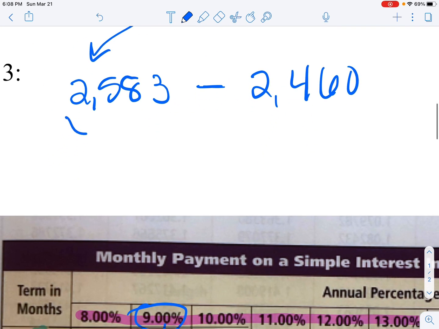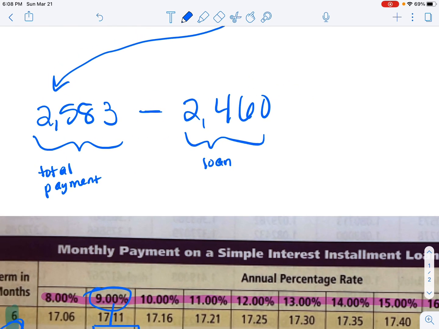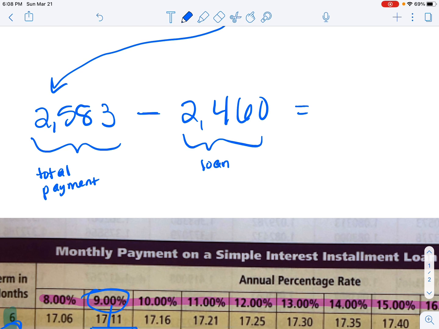So this first number represents the total payment. This is how much Linda and George paid back. They paid all this money. But this amount is how much the loan was. So I want you to notice that the total payment is more than the loan because they didn't just pay back the loan, they also paid back interest. So by subtracting, we're going to figure out what that difference is. We're going to figure out how much that interest extra charge was.